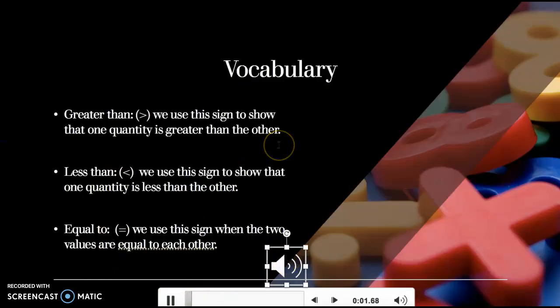The teacher will make sure to go over certain vocabulary that is needed in order to understand the lesson. The first one is greater than, which is a symbol that we use to show that one quantity is greater than the other. The second vocabulary word is less than, which is a symbol that we use to show that one quantity is less than the other. And then the third vocabulary word is equal to. We use the sign when two values are equal to one another.